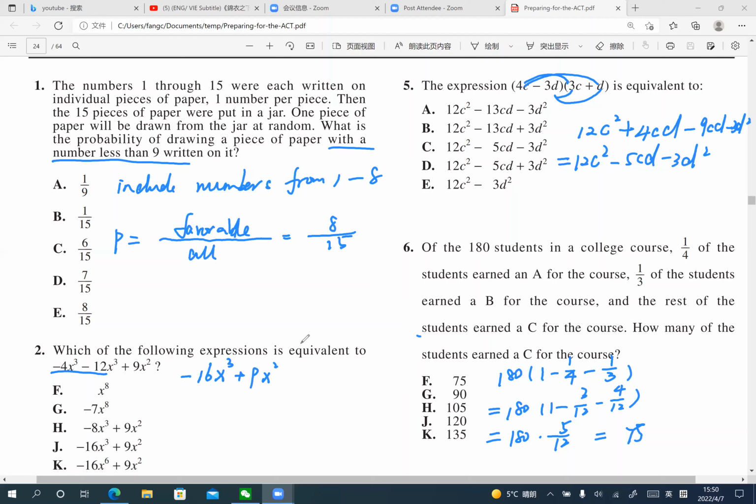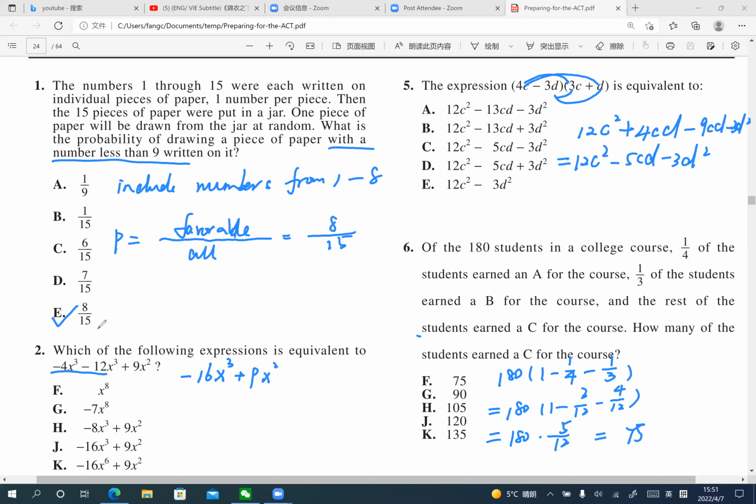So a number less than 9 includes numbers from 1 to 8. So the number of the suitable numbers is 8. The probability formula is equal to the number of favorable outcomes divided by the number of all possible outcomes, which is 15. And the number of favorable outcomes is 8. From 1 to 8 is 8 numbers. So the probability equals 8 divided by 15. We should choose option E.